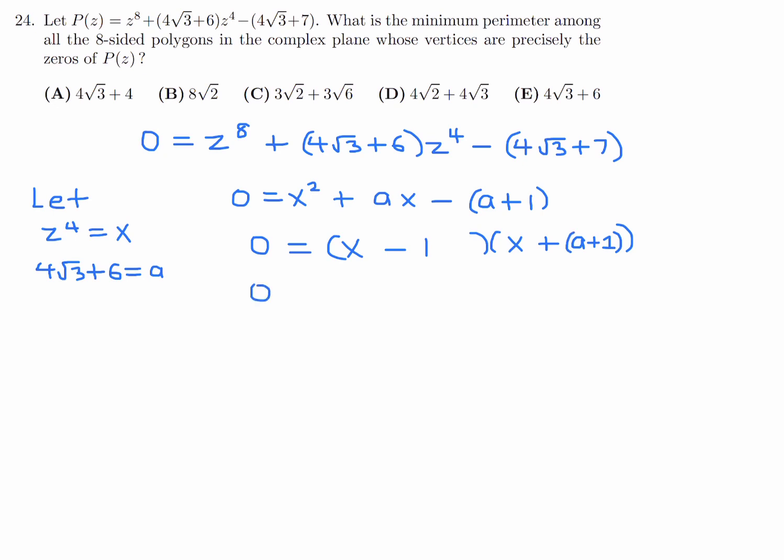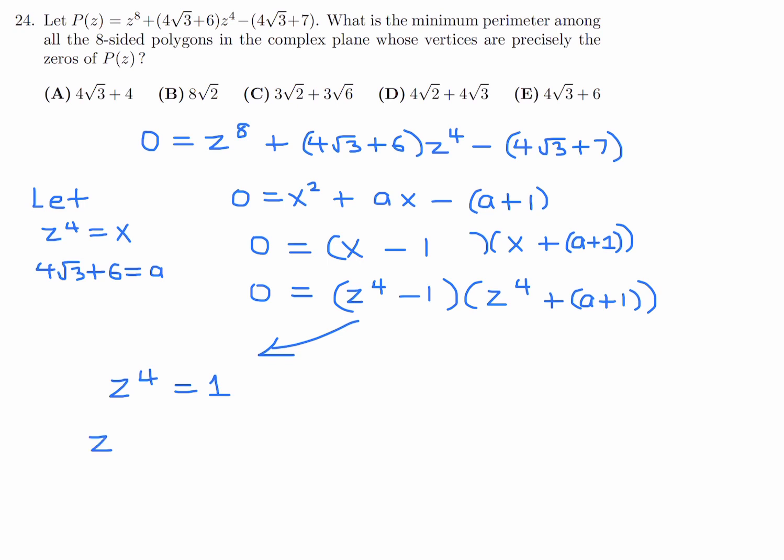So, and then we can substitute back our values: z to the power of 4 minus 1, and then z to the power of 4 plus a plus 1, like that. Well, from this one, we can say that z to the power of 4 is equal to 1. And therefore, since we're talking about complex numbers, z is going to be either 1, negative 1, i, or negative i. Those are my 4 possible values for z.